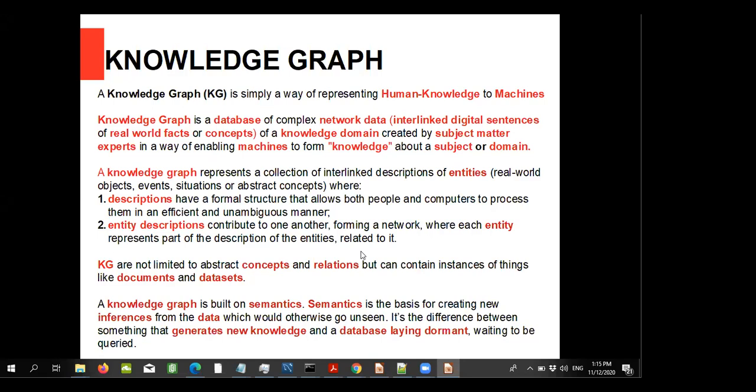So for any subject, whether it's about COVID, you describe what COVID is. Okay? So knowledge domains are created by subject matter experts. Now it gets more interesting. Experts in a subject need to share their knowledge so that machines can use that knowledge and mimic our intelligence. Not developers, subject matter experts.